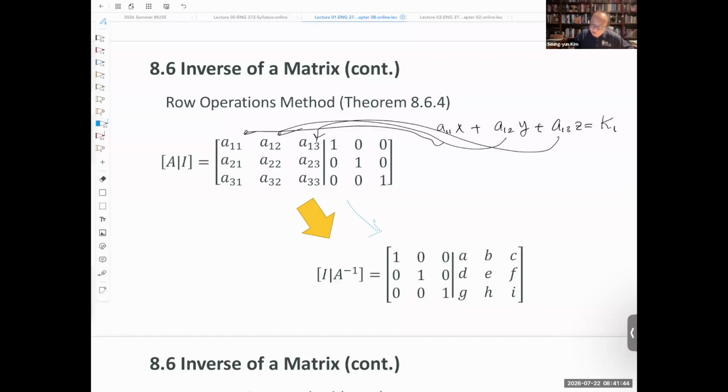Basically, going from here to here is applying the Gauss-Jordan elimination method. After you apply the Gauss-Jordan elimination method, you end up getting this, and the right side portion of the numbers is going to be your A inverse.